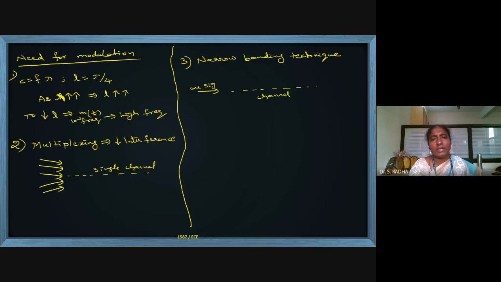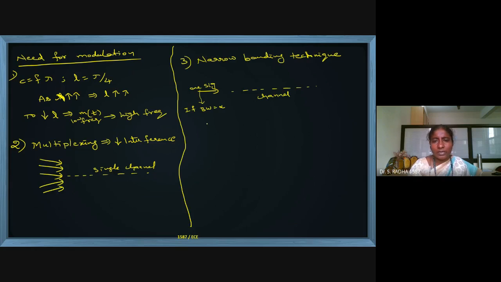And one signal. If the signal bandwidth is infinity, and bandwidth means the width required for transmission of the signal, in simple words, the width required for transmission of the signal, then only one signal can be transmitted through the channel.